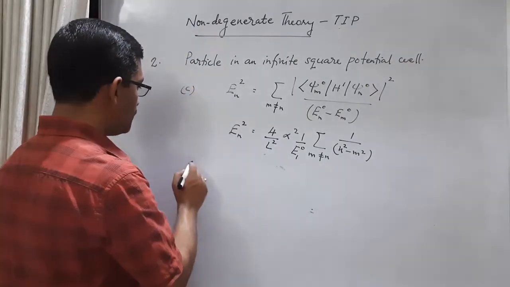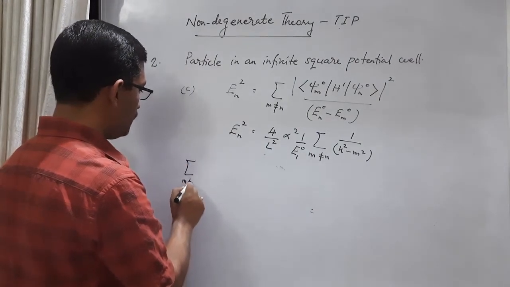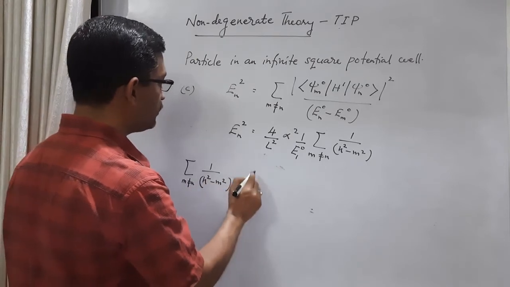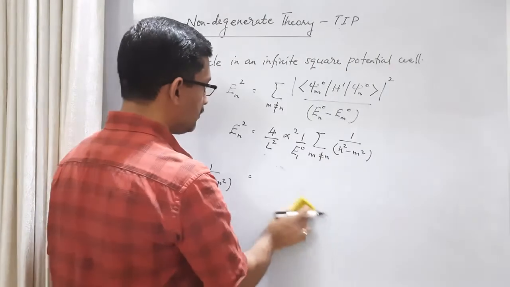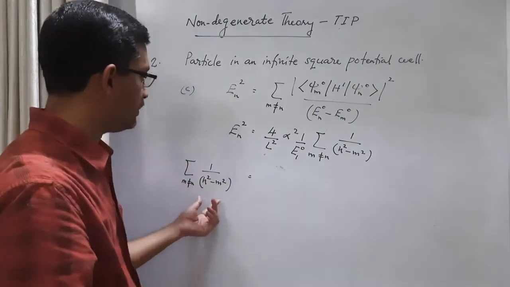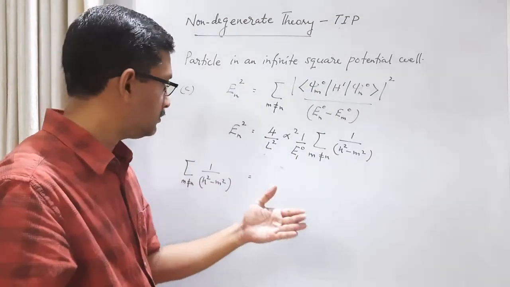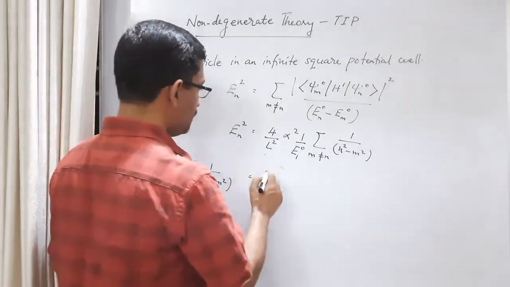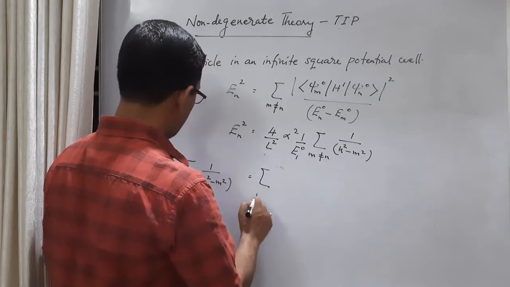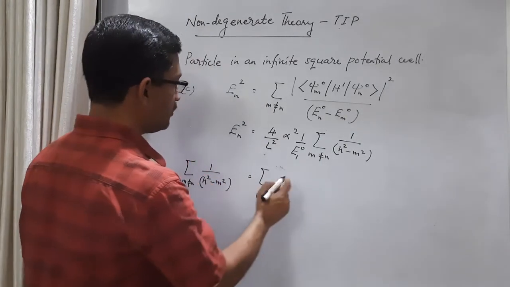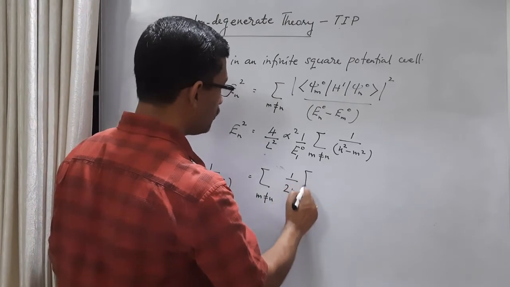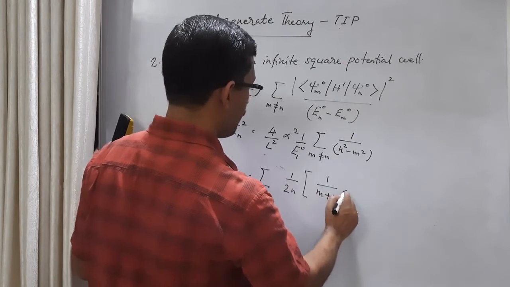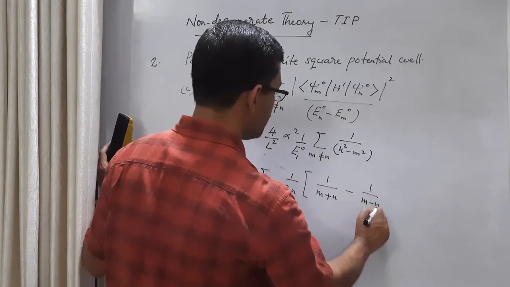So in order to evaluate this sum, so summation over m not equal to n, 1 by n square minus m square. Okay, we can use a technique. I will write this term as the difference between two different summations. Like this, I can write this as summation over m not equal to n. I can write this term as 1 by 2n into, right, 1 by m plus n minus 1 by m minus n.